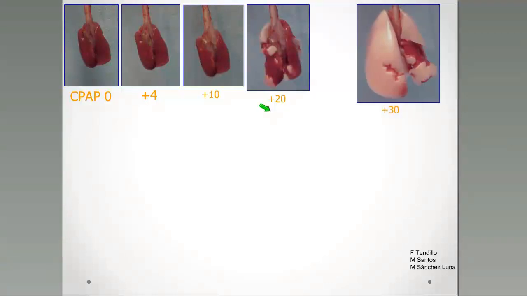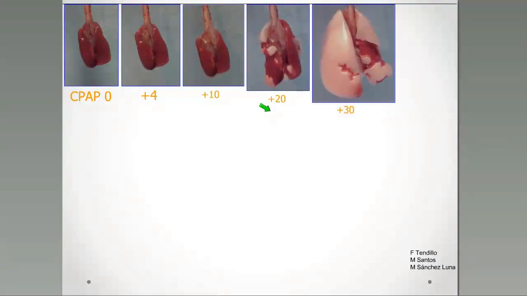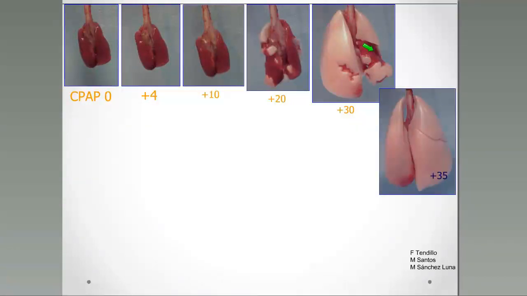So we increase to 30, and now you can see how most of the lung is completely open, but some areas are still closed without any gas in. So probably in these areas we have a higher opening pressure to apply. So we go to 35, and then you can see how nicely all of the lung is completely open.